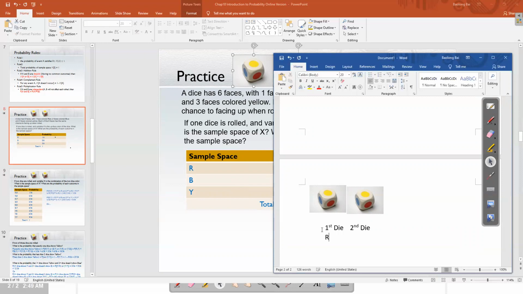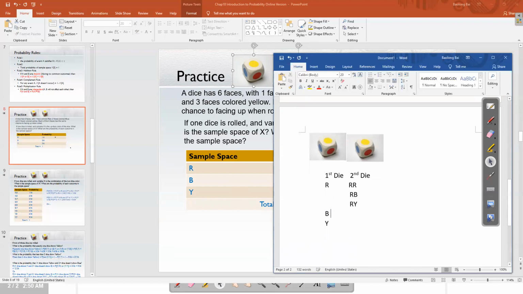For example, if you just think about 1 die, it could be red, blue, or yellow, right? Then if you add another die, basically you just need a split. For the first die being red, you think about what the second die color will be. The second die could be red. The second die could be blue. The second die could be yellow, right?